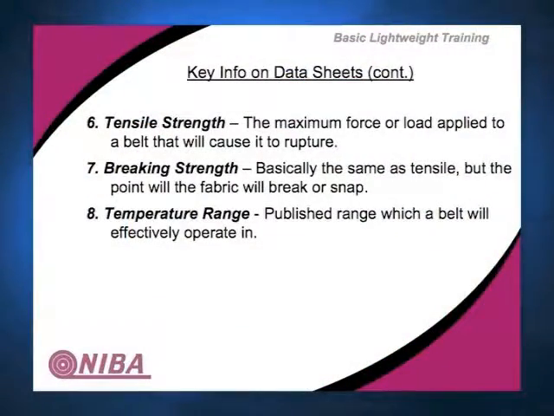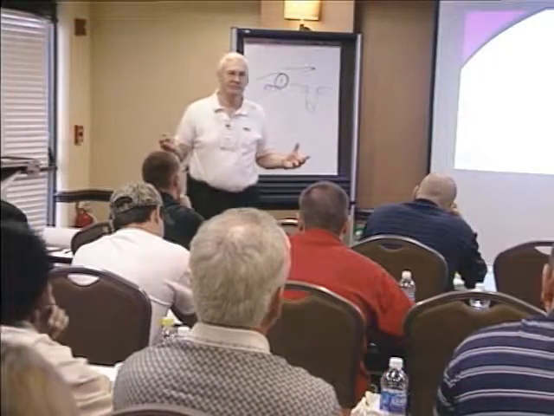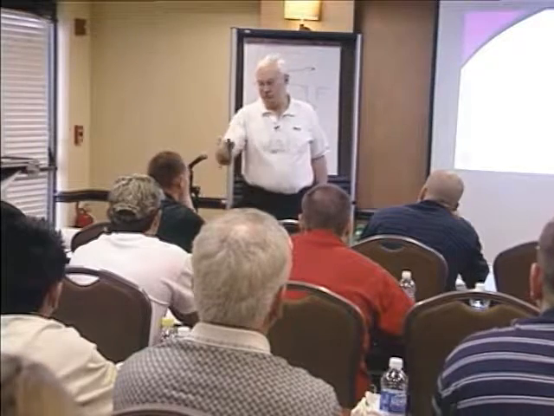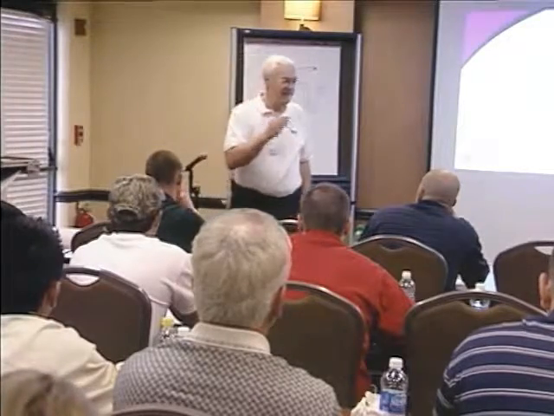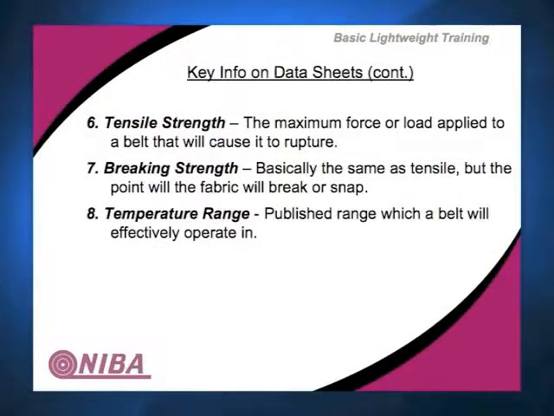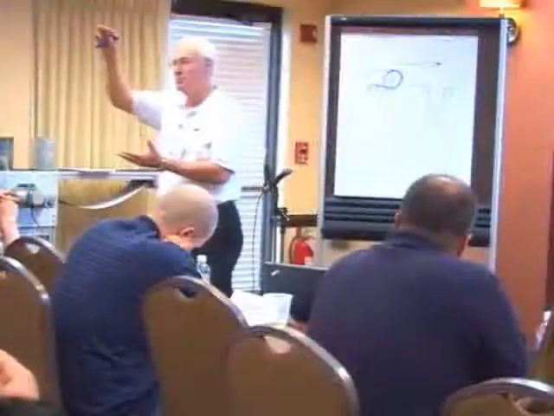Tensile strength. I think we've covered a lot of it. The maximum force or load applied to the belt that can cause it to rupture. What did we say? A 120-pound PIW belt would be roughly the ultimate tensile, about 1,200. That's a good number to use. The tensile strength is the maximum force. Some will break before that, some will break over that.